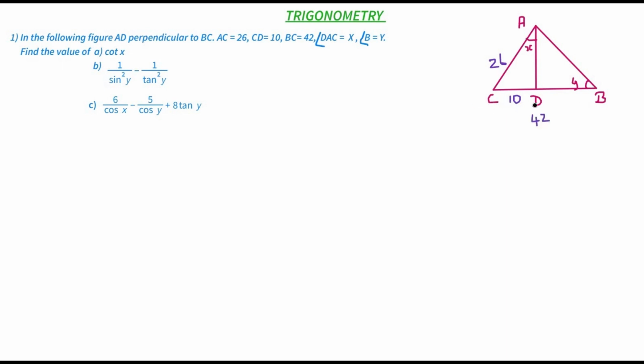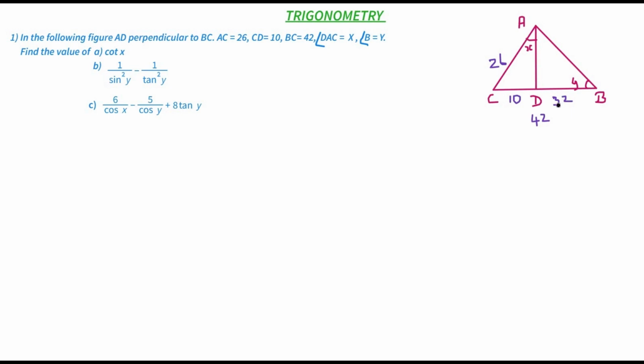So if BC is 42 and CD is 10, what is DB? Right, DB is 32. So we also know DB. And what else is given? The DAC angle. This is angle X and this is angle Y. So these are our two reference angles. Right? So now let's start finding the sides which are missing, and then it is pretty easy for us to find the values.